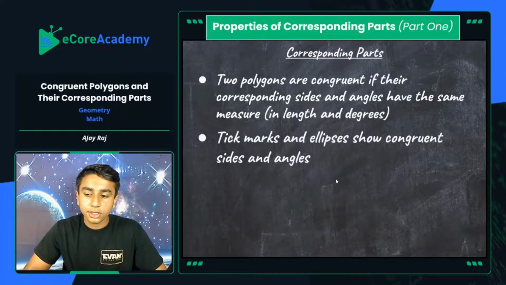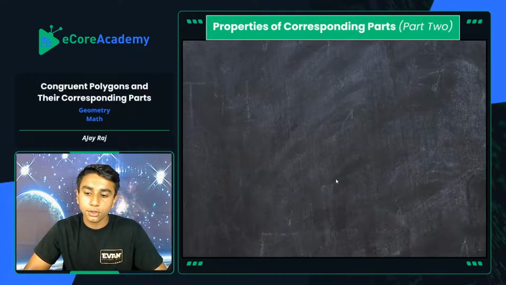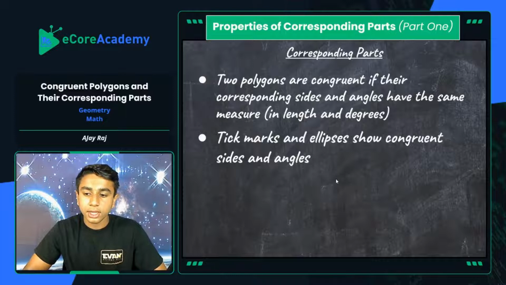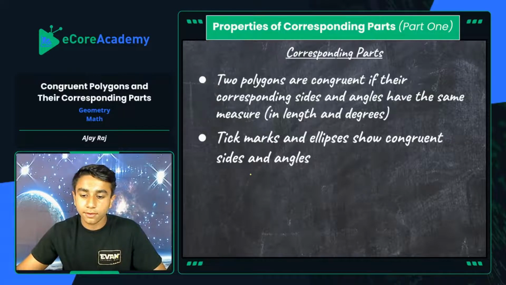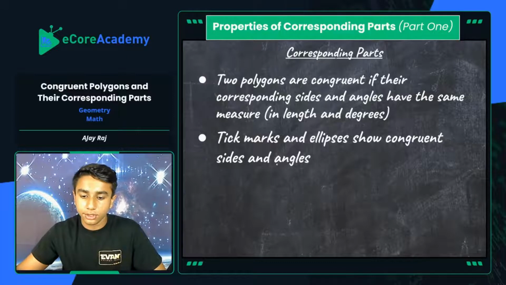So tick marks and ellipses show congruent sides and angles. What that's saying is, after you've identified that two triangles are congruent, or if you want to identify whether or not two triangles are congruent, you can utilize the fact that tick marks and ellipses show that corresponding parts of congruent triangles are also congruent. So if you're given two triangles here, like say for example, I'm going to draw this triangle. Actually, let's draw a square here. I'm going to change this figure up a bit, get you used to different figures.